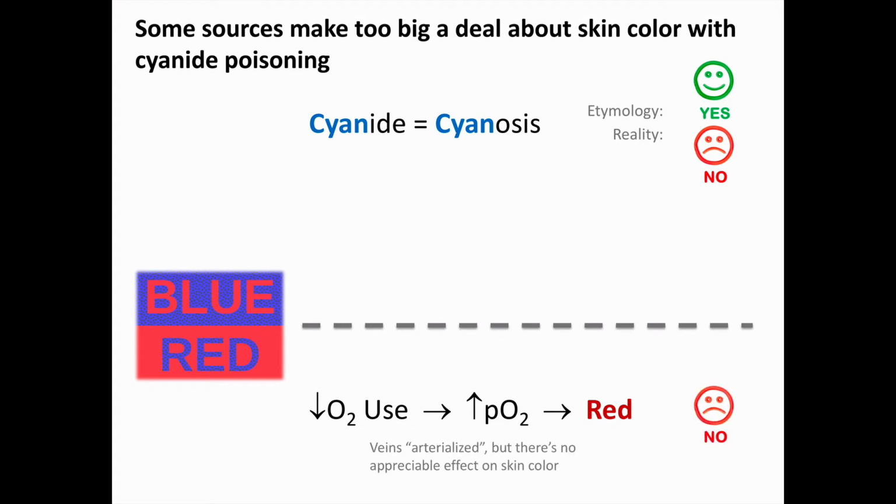While it's true that skin color is affected by oxygen saturation, under non-poison conditions, that blood is normally close to 100% saturated, so increasing the PO2 a bit further can't cause any appreciable color change. You can, however, see arterialization of the veins, where the PO2 of venous blood is higher than normal.